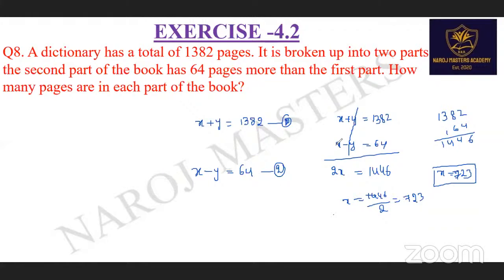Now find the y value. Substitute either in this equation or this equation. So x is 723 here. 723 plus y is equal to 1382, and y is equal to 1382 minus 723, which is 659. So what are the pages in each part? In the first part we have 723 pages, that is x. The second part is y, which is equal to 659.